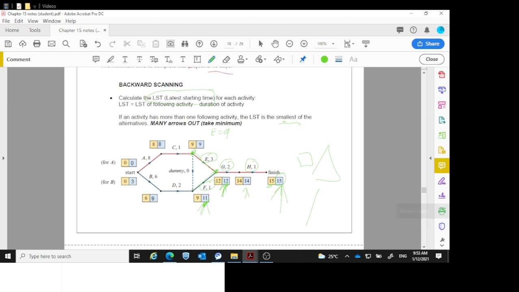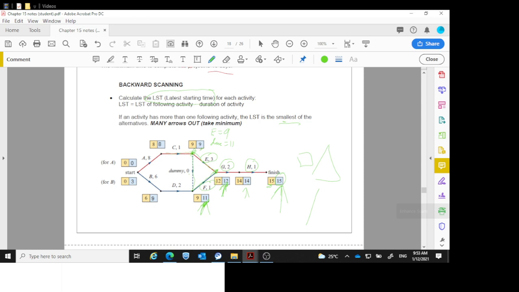Or I'm going to do along this dummy activity. So it's 11 minus 0. So this is along the dummy. I'll just put dummy here, which is really coming from F. So 11 take away 0 is 11. The smallest number out of those 2 is 9. So I've put the 9 in the box.